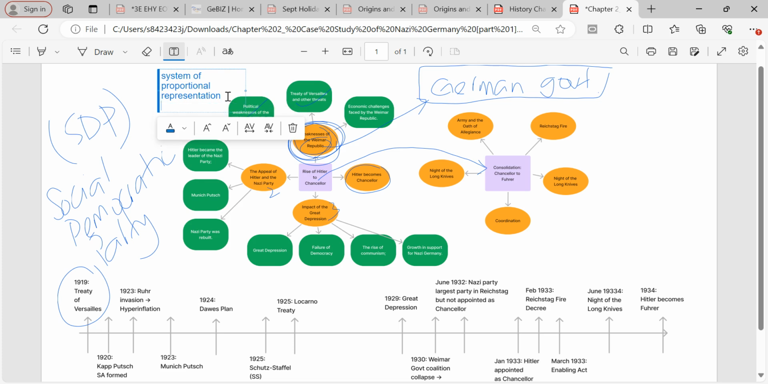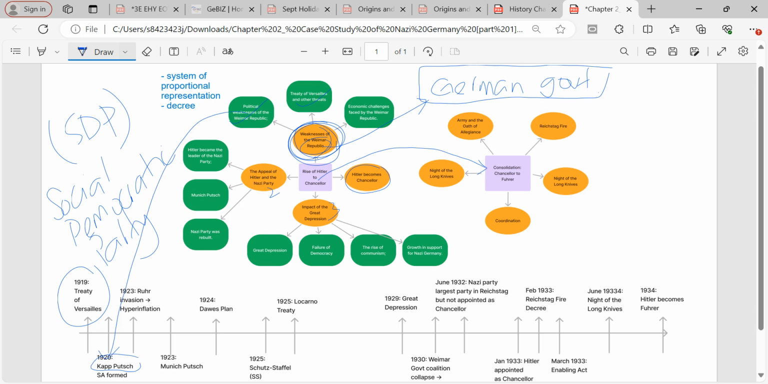Another aspect that made it very weak is Article 48, where in the event of an emergency, the president will rule by decree. The problem is, we later see this being quite exploited because the Weimar Constitution did not go into detail as to what constitutes an emergency. So those were the political weaknesses of the Weimar government, along with having to deal with things like the Kapp Putsch, which happened a year after the formation. So the Kapp Putsch is an example of a political weakness.